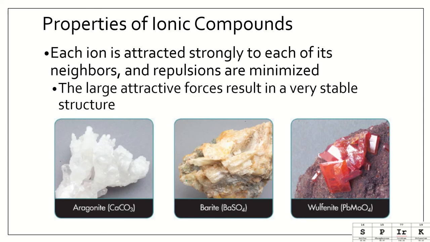So each ion is attracted strongly to each of its neighbors, and the repulsions are minimized. The large attractive forces result in a very stable structure. This is why crystals are some of the strongest objects we have or that we know of. So here are a few different examples, and you see some of them have differing colors.